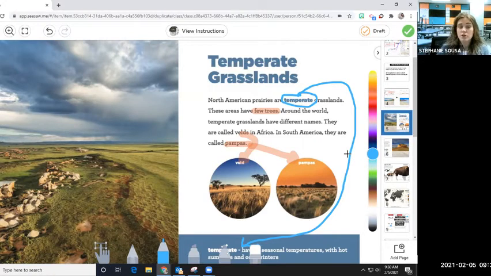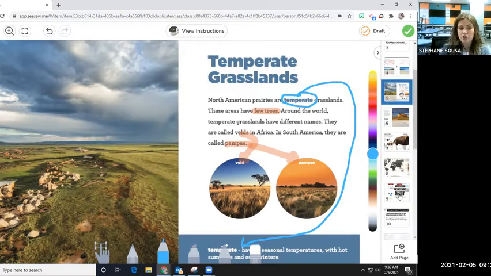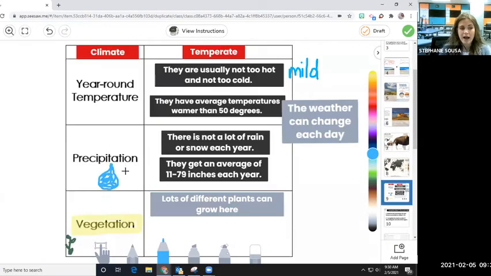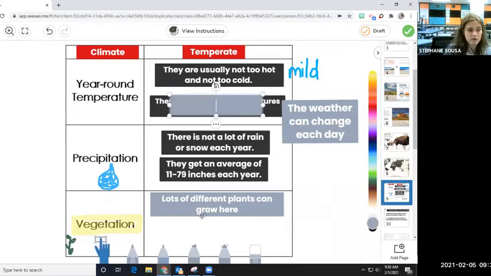We also just learned that one of the types of vegetation in temperate climates are called grasslands. Let's go ahead and add that on chart 9. Grasslands. That's one of the types of vegetation areas. Grasslands.